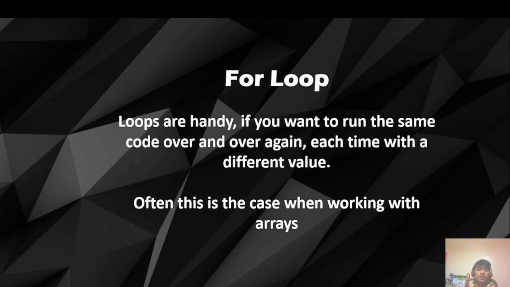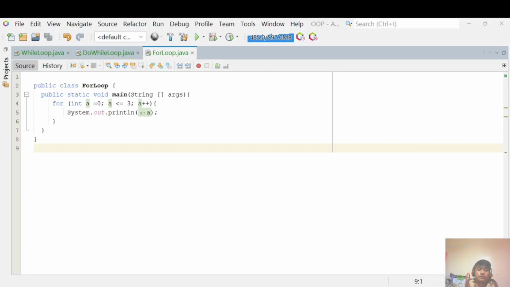So our last is the for loop. For loops are handy if you want to run the same code over and over again, each time with different values. Again, this is the case when working with arrays. As you can see, this is the example code of the for loop.